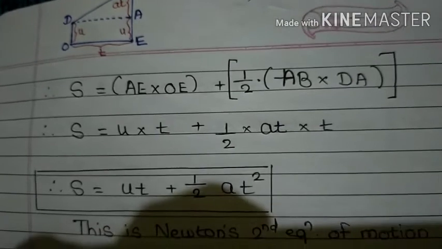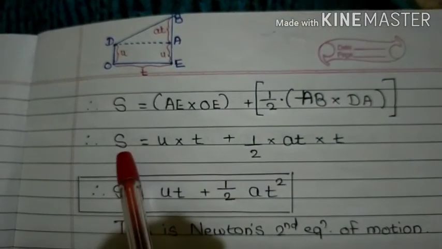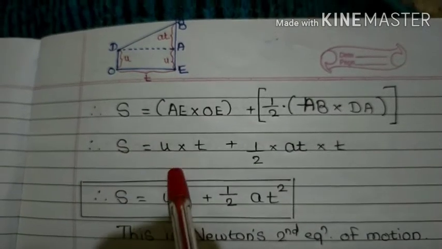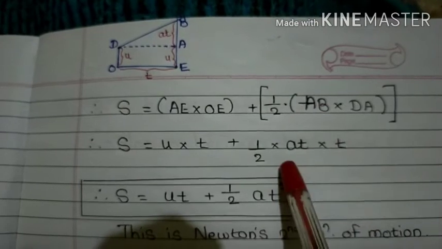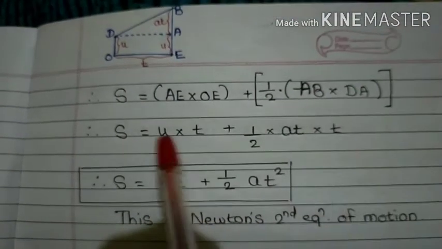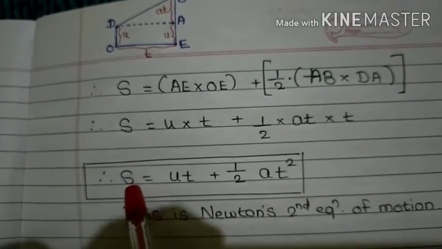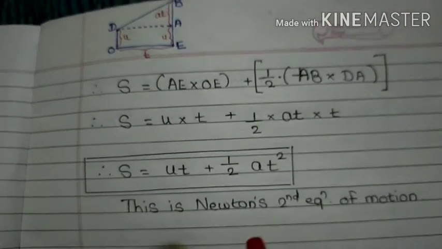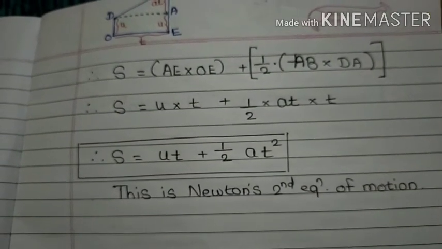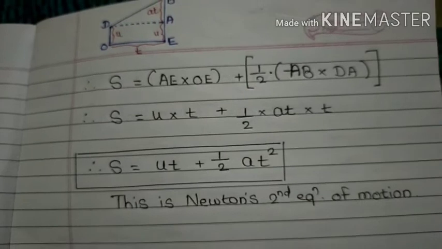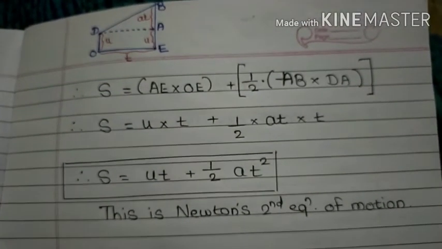So by following the same, we are mentioning, using the terms, s is equal to u into t plus half into a into t into t. So while solving this one, we are getting the formula s is equal to ut plus half at square, which is Newton's second equation of motion. See this carefully, guys. It is not very hard to understand. Just focus carefully. You will get the things.